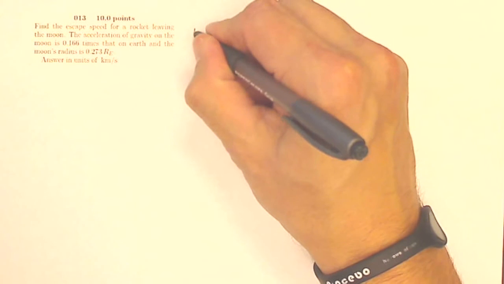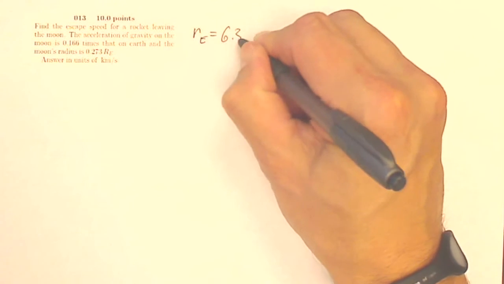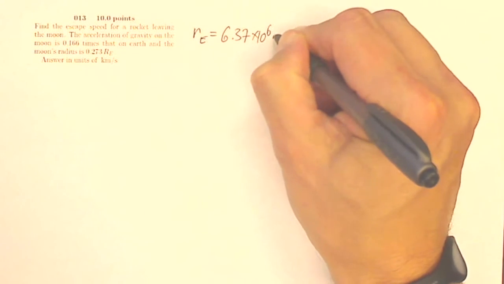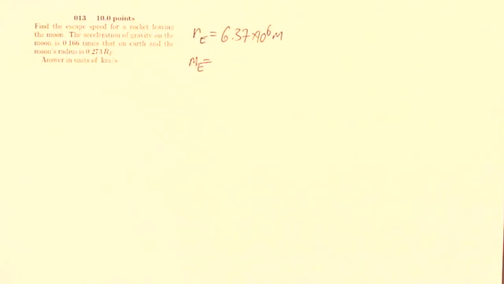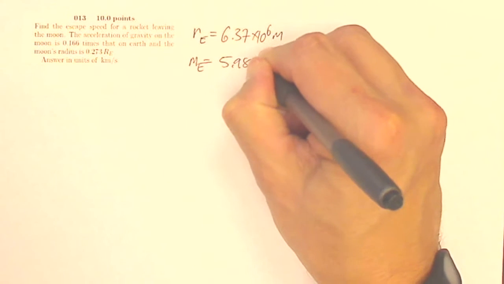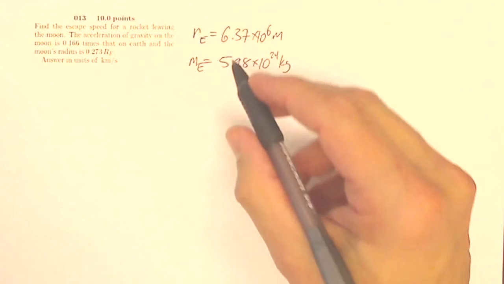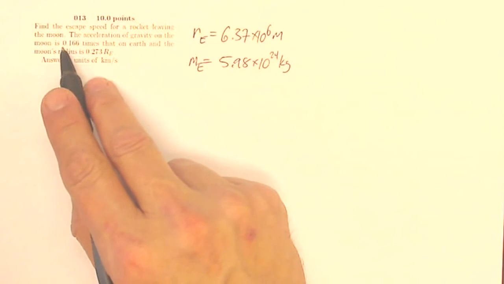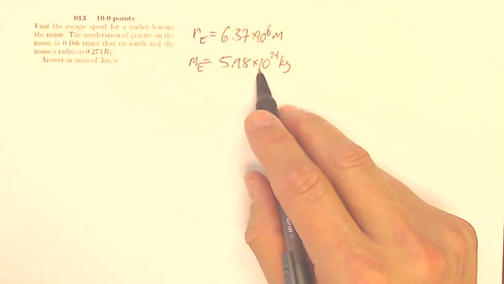So I know that the radius of the Earth is, from a previous problem, 6.37 times 10 to the 6th meters. I know that the mass of the Earth is, from a previous problem, 5.98 times 10 to the 24th kilograms. And from each one of these, you can multiply this one by 0.166, this one times 0.273, and get yourself the radius and the mass of the moon.